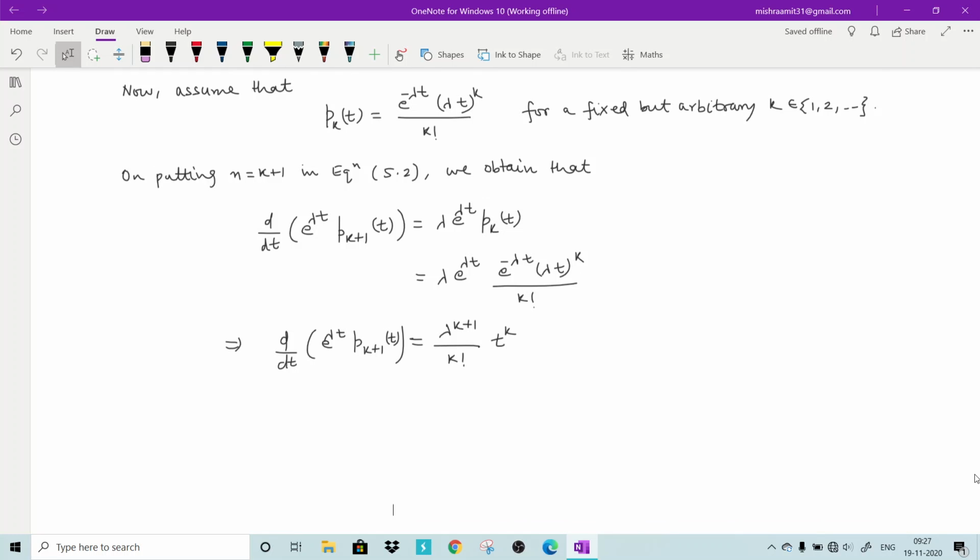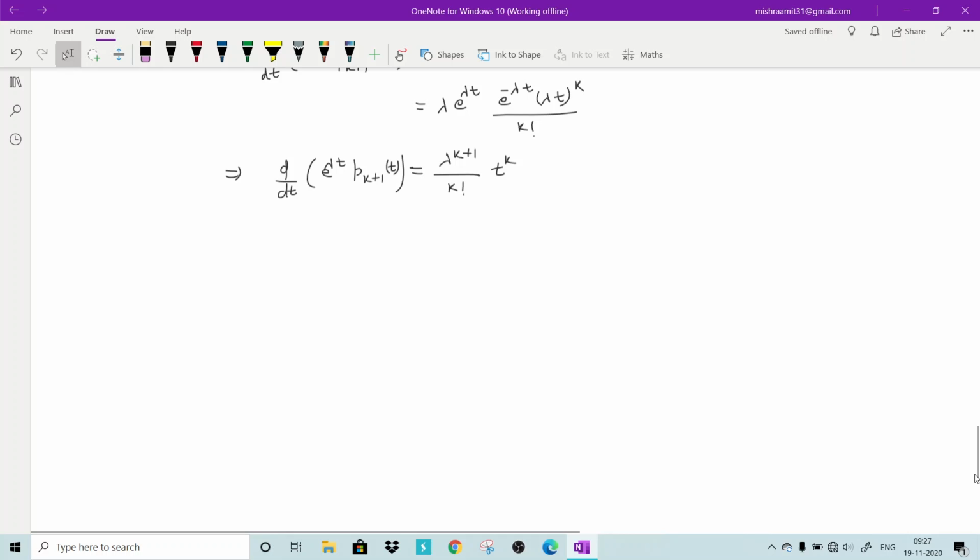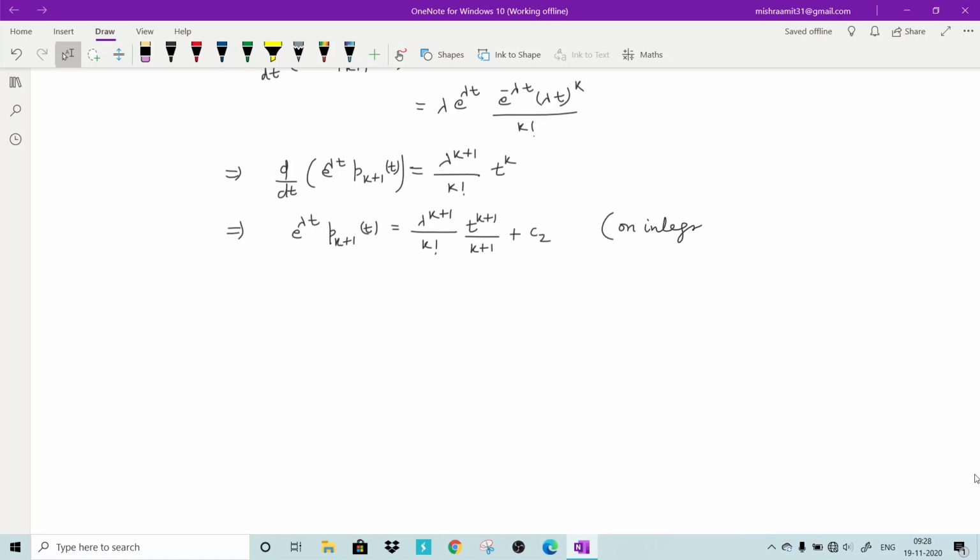So if we integrate both the sides, what we will get, e to the power lambda t p_{k+1}(t) is equal to lambda to the power k plus 1 divided by factorial k, t to the power k plus 1 divided by k plus 1, plus some constant c. So, on integrating both the sides, we are getting this.